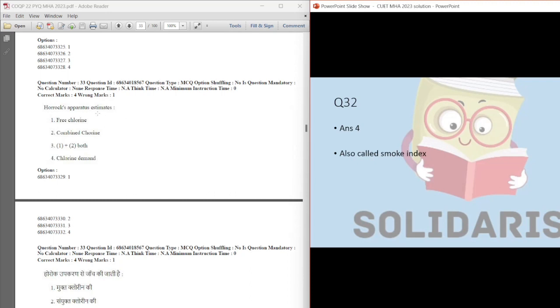Horrocks apparatus estimates. Okay, this is also not a direct question. The four options are free chlorine, combined chlorine, both 1 plus 2, that is free chlorine with combined chlorine, and chlorine demand.